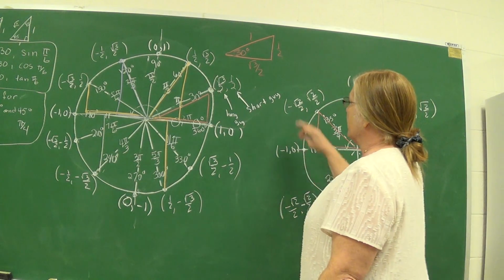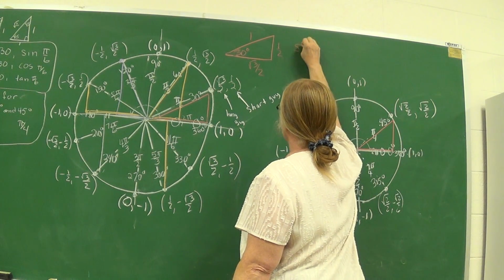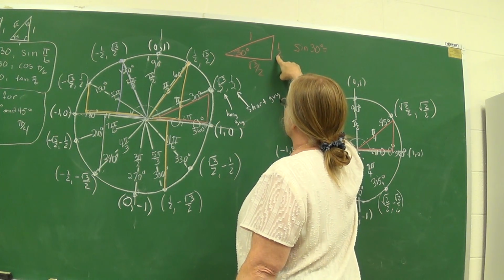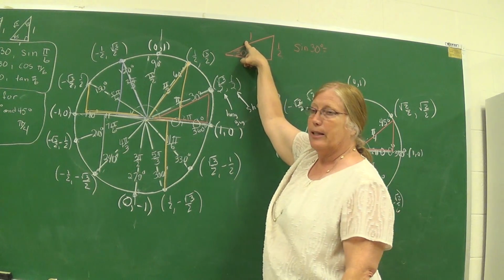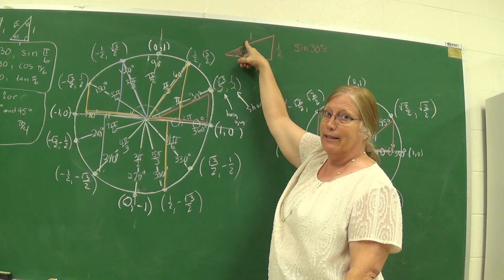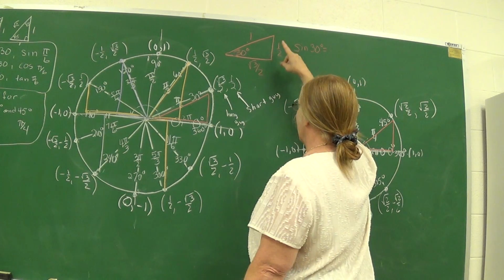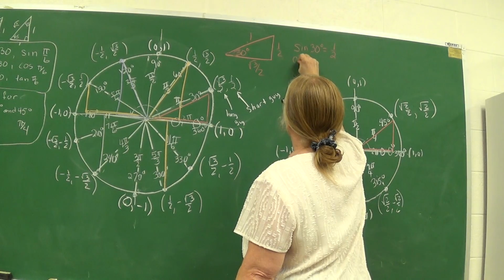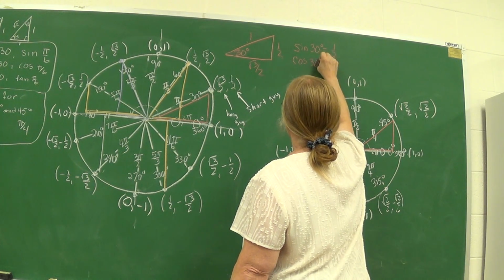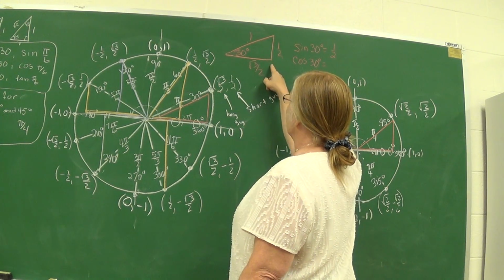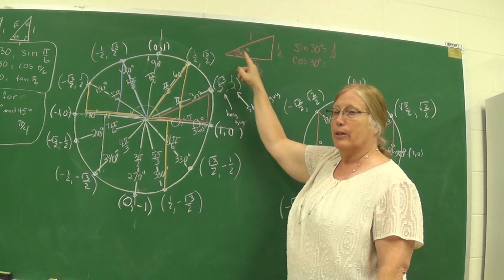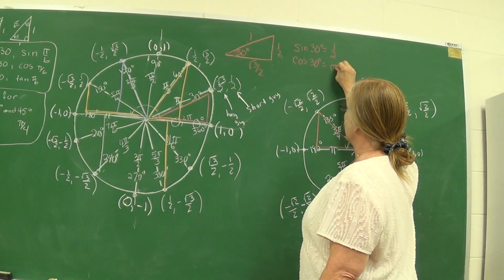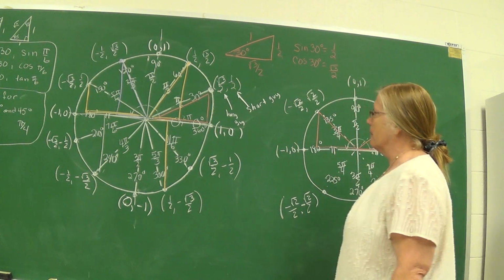So I want to know from here, what is the sine of 30? Sine of 30 is opposite over hypotenuse. It's always nice when your hypotenuse is 1, nothing to it. So we get 1/2 divided by 1 is 1/2. And the cosine of 30 is adjacent over hypotenuse. So we get square root of 3 over 2 over 1, which simplifies to square root of 3 over 2.